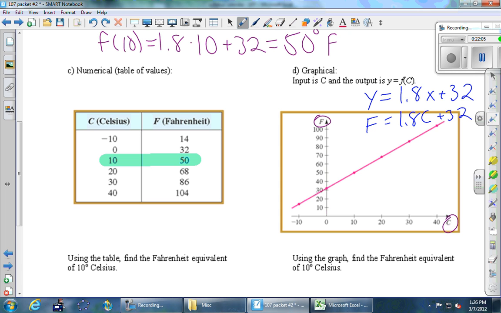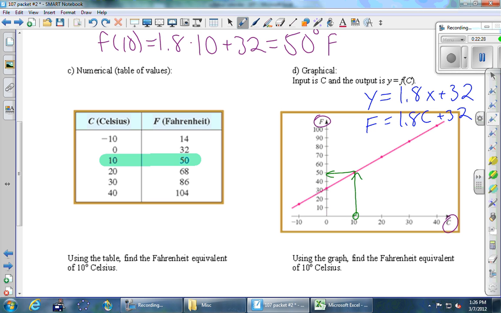So where do I go first if I want to find the answer? I find 10 on the Celsius axis, the x-axis. So there's 10, and then we go up until we hit the line, and then you've got to find the y. And what is the y? 50. Good.